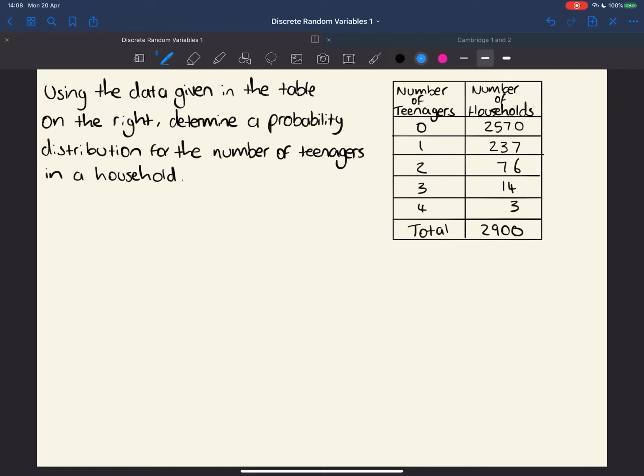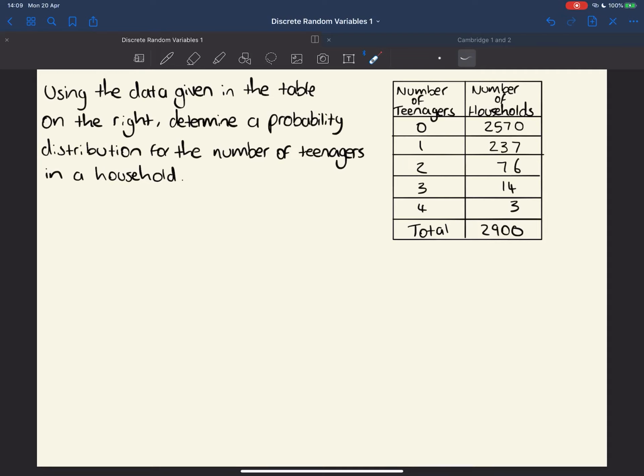Okay, so here we have a bit of an application to probability distributions, and this is specifically determining discrete probability distributions. So given different types of data, we can actually go ahead and calculate the probability distributions. Here we've got a table showing the number of teenagers and then the number of households that hold those number of teenagers. So obviously some kind of a survey was taken and the data was gathered.